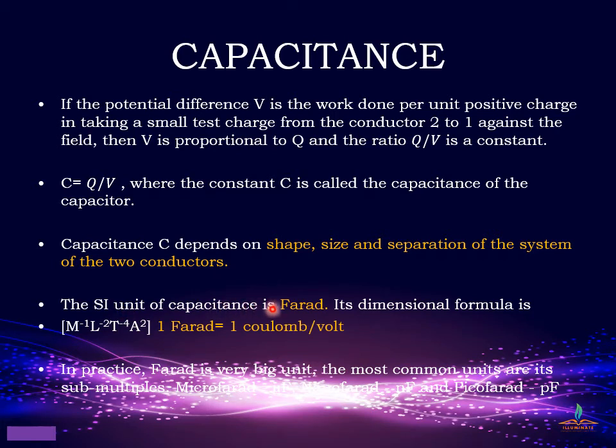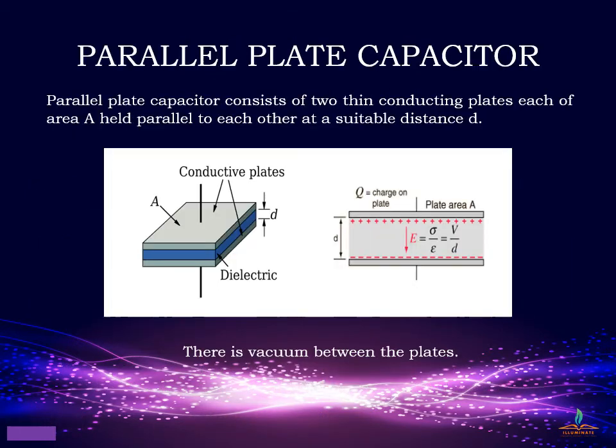The SI unit of capacitance is the farad. Its dimensional formula is M^-1 L^-2 T^4 A^2. According to this formula, 1 farad is 1 coulomb per volt. Now in practice, 1 farad is a very big unit, students. So we commonly use very small practical units, that is microfarad 10 raised to minus 6, nanofarad 10 raised to minus 9, and picofarad 10 raised to minus 12.